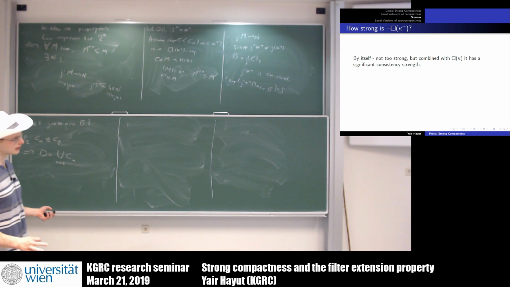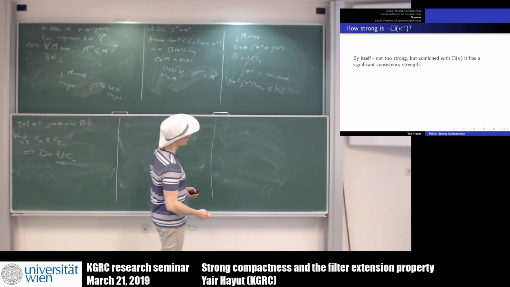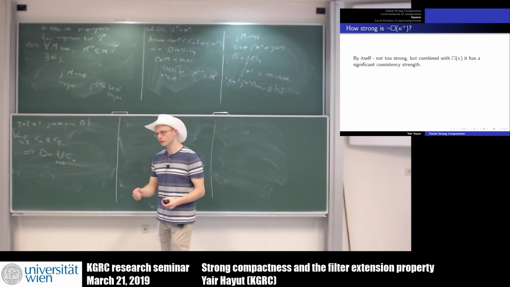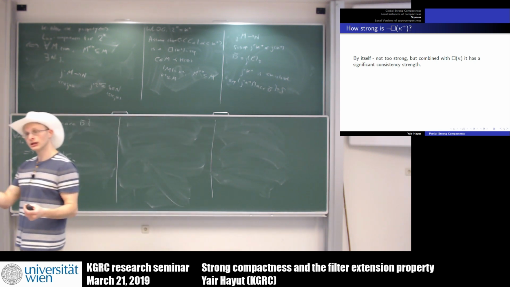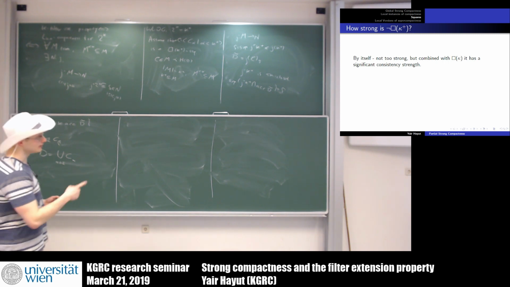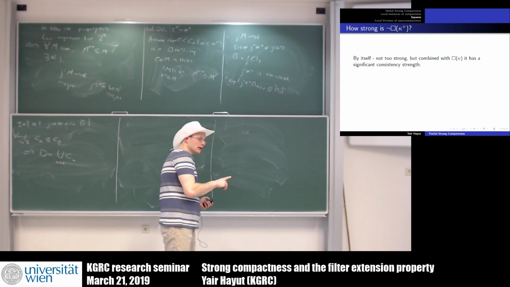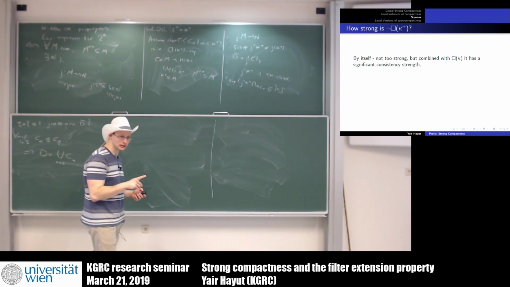Well, by itself it is not that strong. This is an easy exercise: if we take a weakly compact cardinal and collapse it to be the successor of κ, then we will have square of κ⁺. But in order to maintain square of κ, we actually need a lot more.